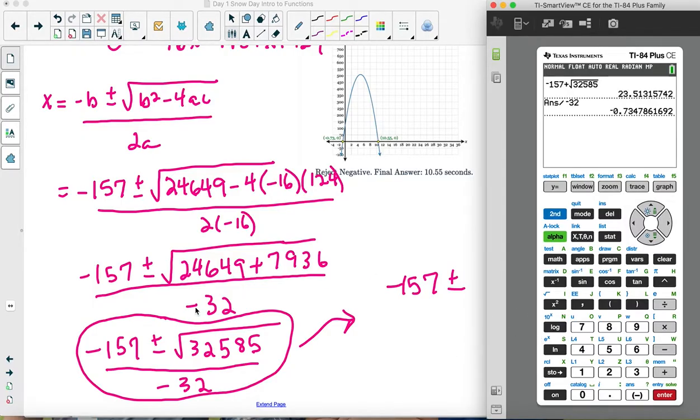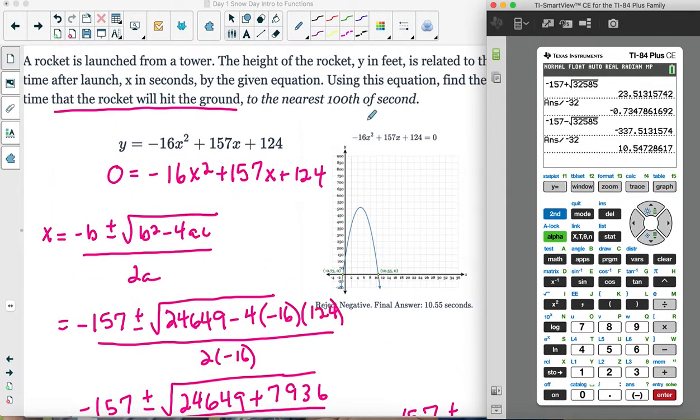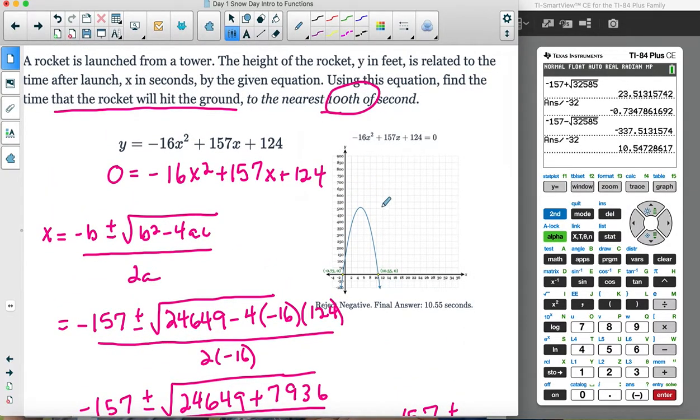So now I'm going to do it again with my minus sign. So I'm going to do negative 157 minus second square root 32,585. And I'm going to hit enter. And I'm going to divide by negative 32. And now I'm going to get the positive 10.547, and that's 7.